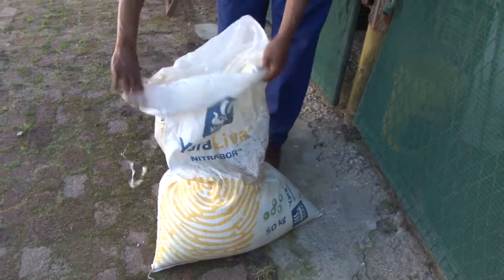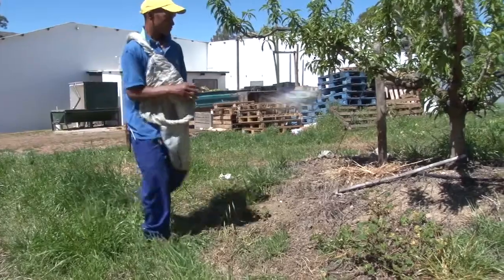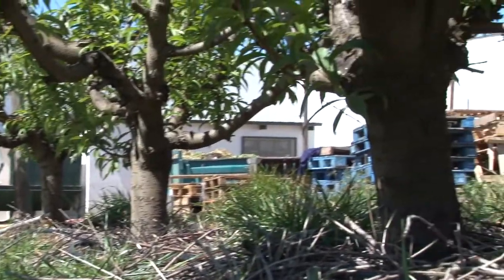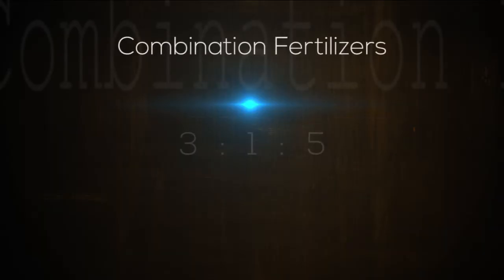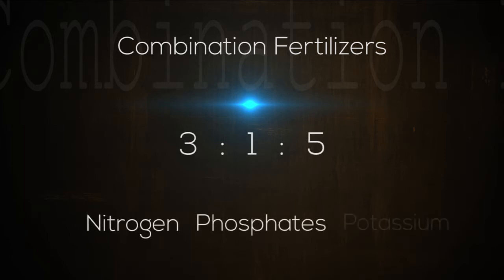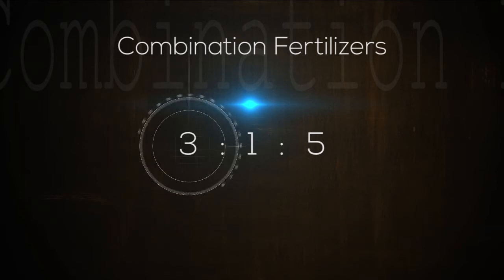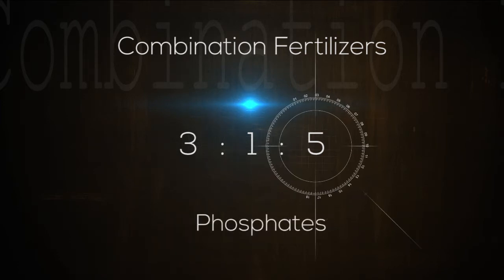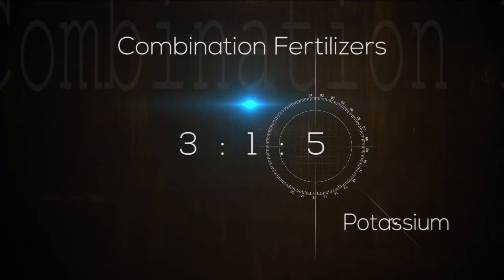Traditionally, fertilizers have been applied in granular form. They're broadcast onto the soil surface under the canopy of the tree. There are combination fertilizers available, such as a 3-1-5, which supplies nitrogen, phosphates, and potassium. The first number, the 3, applies to nitrogen, the second number applies to phosphates, and the third applies to the potassium content.